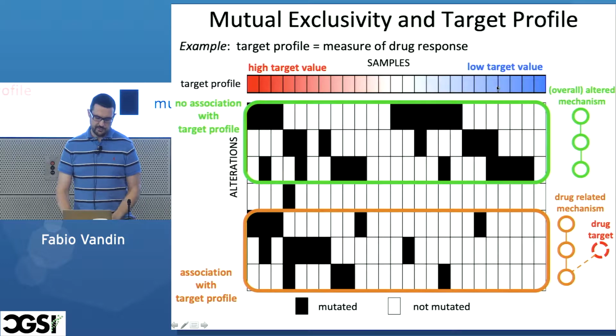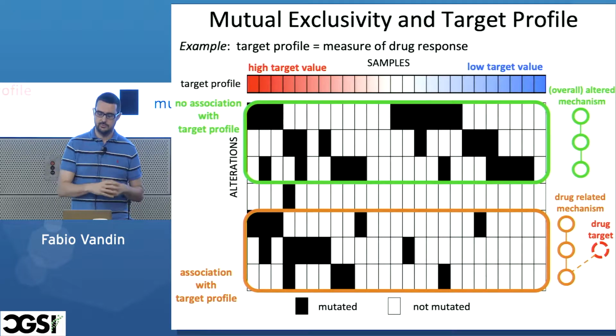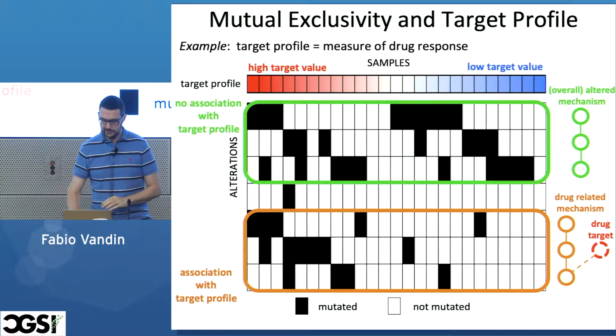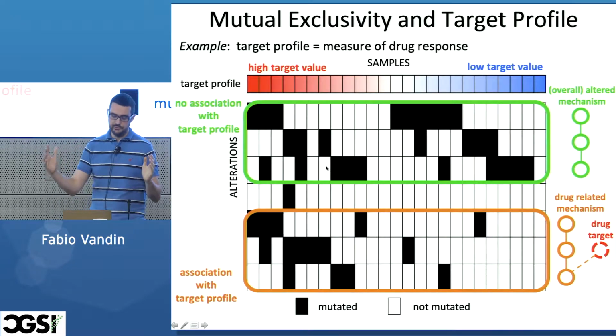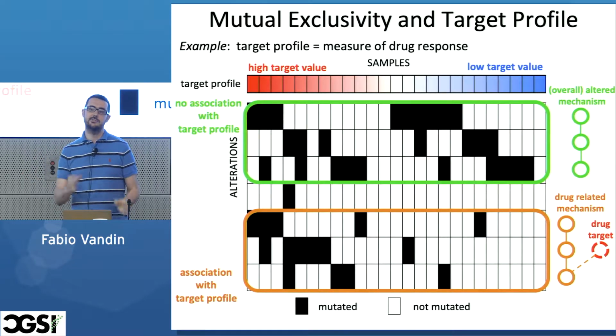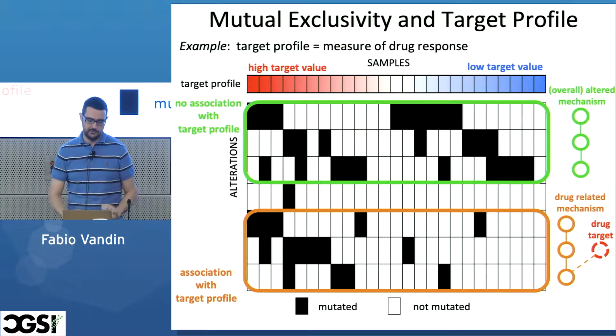However, if you try to do this, you do not identify all the subsets of mutually exclusive genes that have an association with your profile. And the main reason is that there are mechanisms that are altered across all the samples that you have, and this strong signal actually masks the signal that you are interested in.